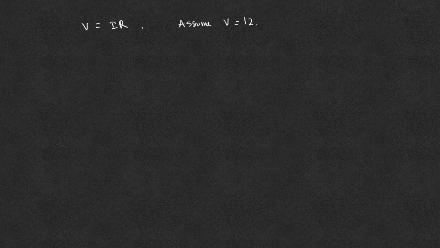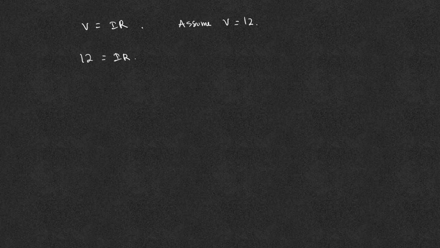The voltage V, current I, and the resistance R in the circuit are related by Ohm's law. V equals IR, where the unit of V is volts, amperes is the unit of I, the current, and ohms is the unit of the resistance. Assuming that the voltage is constant with V equal to 12, what that means is that we can replace V with 12.